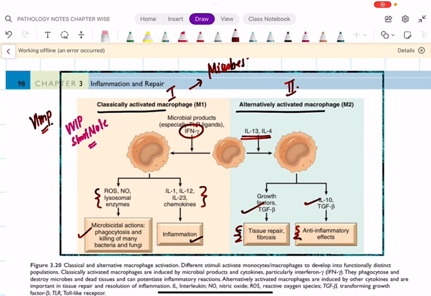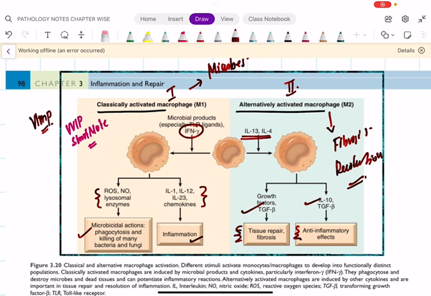Okay, yes. Whereas alternatively activated macrophages mainly help in fibrosis and resolution of inflammation. So classically activated macrophages, whenever there is a microbial product, what will it do?